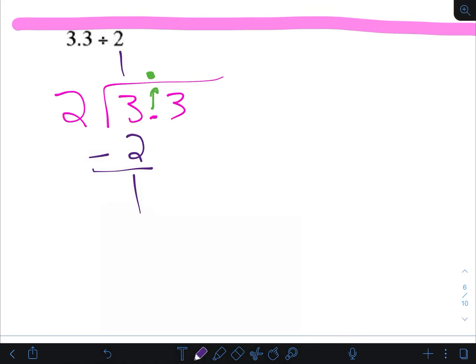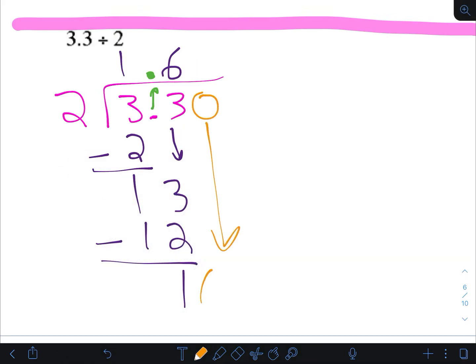Okay. So now we bring down the 3. Does 2 go into 13? Well, 6 times 2 is 12. Subtract it, you get 1. Oh no, I got a remainder. What do I do? You're right, you add that extra 0. Bring it down, and that's 10.